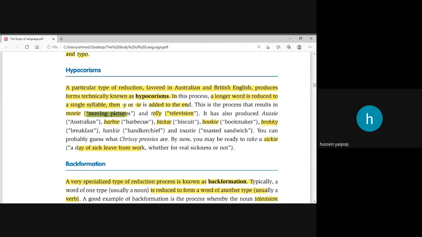Now, the two words are reduced to one word in this form. Tele, again, originated or hypocorized from television. We have also Barbie. We have, as you see here, a long list of words which are reduced to a shorter word, because it is very easy for people to use. Handkerchief, hanky. Breakfast, brekkie. Biscuit, bickie. So we have again a full paragraph, maybe half of the paragraph. All these are full of examples of hypocorisms.